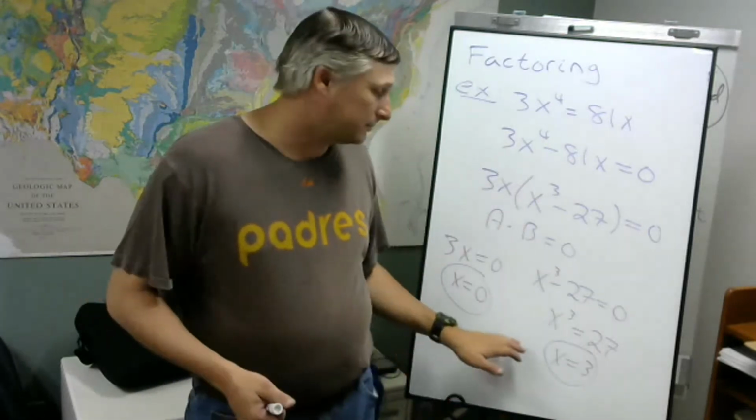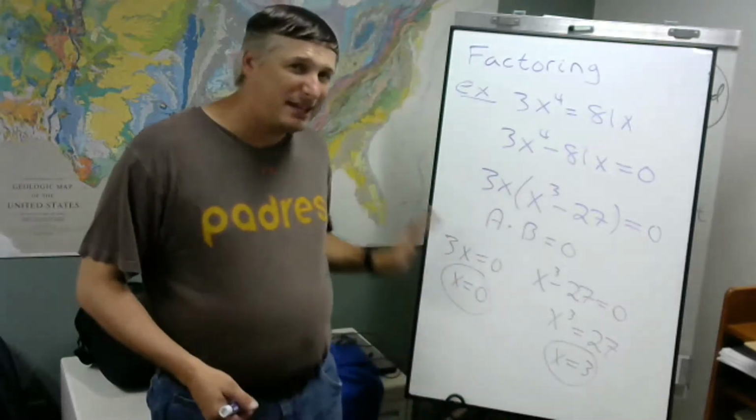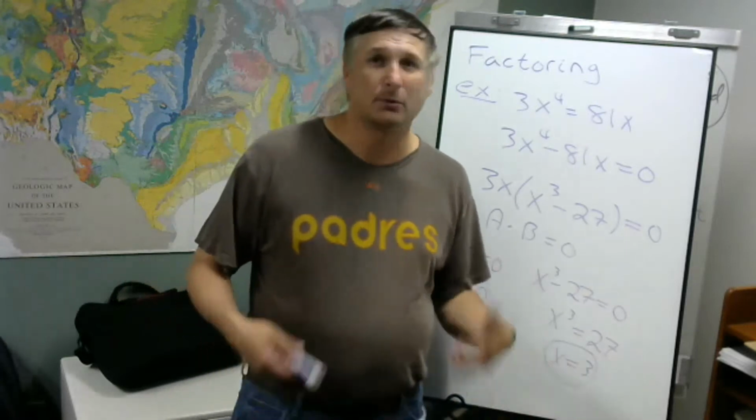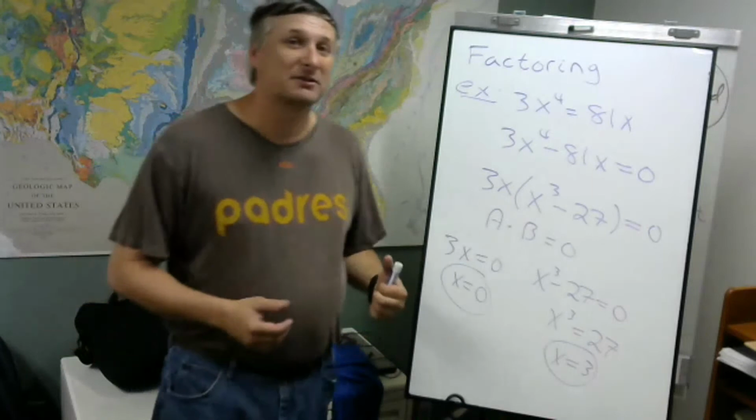Also with the odd roots, you can take the odd root of a negative number. If you take the even root, like the square root of a negative number, you're going to get a complex number or an imaginary number. All right, and so that's factoring.